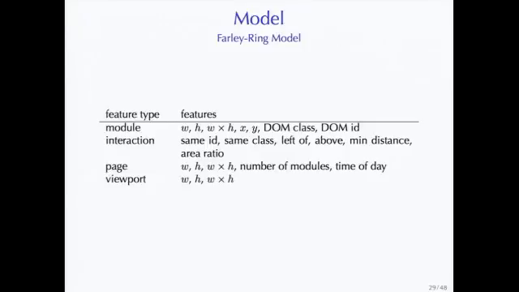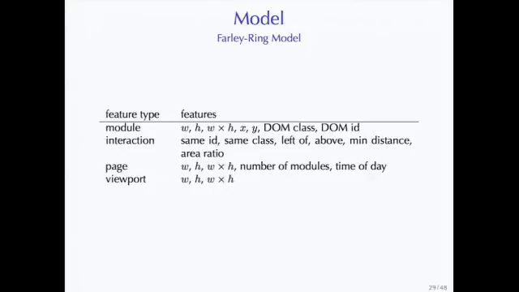Now we also have these interaction features, which look at the relationship between the elements on the page. So let's say I'm considering making a prediction on algo 1 and algo 3. Do they have the same DOM ID, the same DOM class? What is the geometric relationship? Is one to the left? Is one on top of the other one? What is the distance and what is the area ratio? So this is not an exhaustive list of features. We can always think about more, but these were the ones that made sense at the beginning.